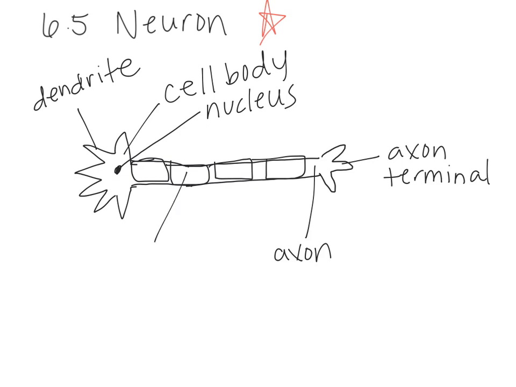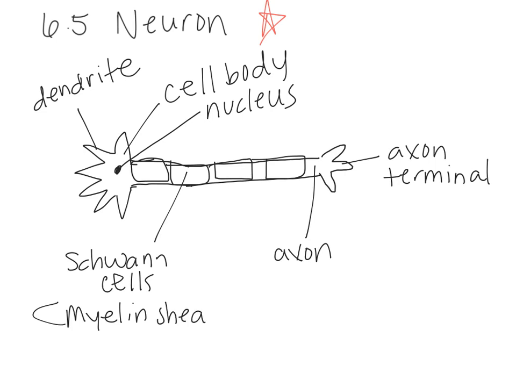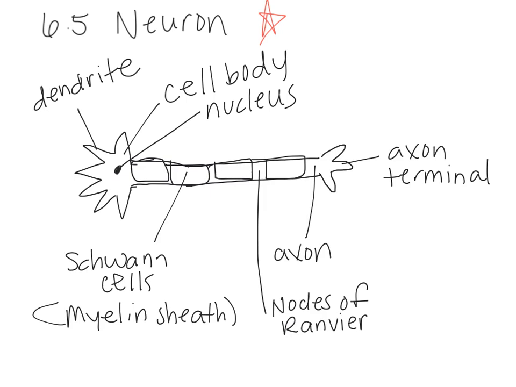These cells that cover the axon are called Schwann cells. And together they make up the myelin sheath, which insulates the axon so it doesn't lose that electrical potential. And these gaps here are called nodes of Ranvier. And those are where the action potential jumps around on during saltatory conduction.